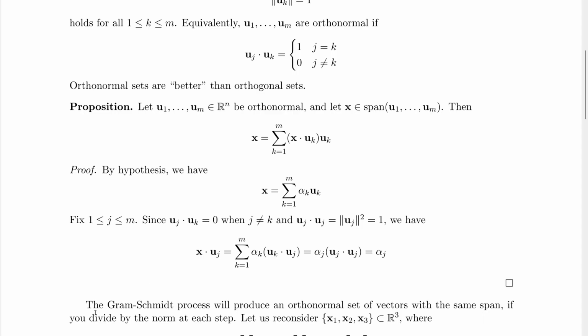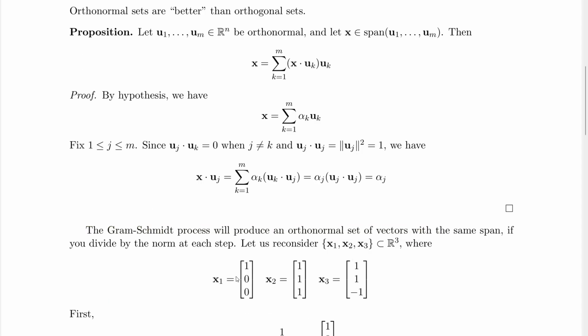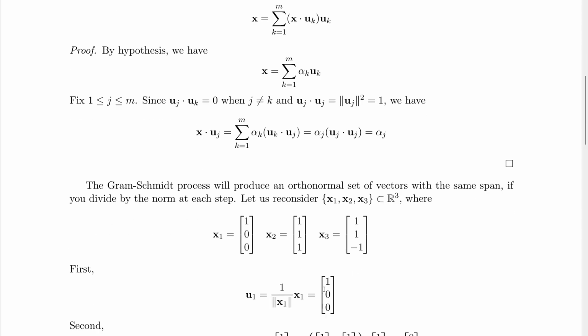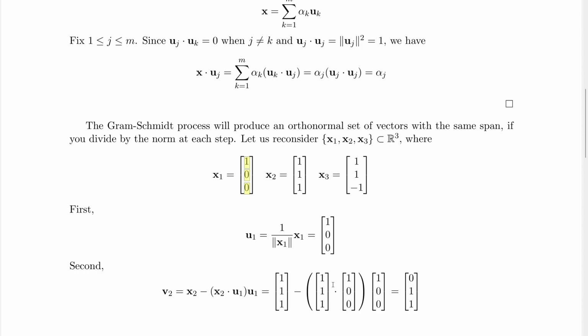Alright, but talk is cheap. Let's actually go through the process of taking a linearly independent set, here's one we saw last time, and turning it into an orthonormal one with the same span. So, step 1, take the initial vector and divide out by its length. This just so happens to already be a length 1 vector, so nothing interesting happens.